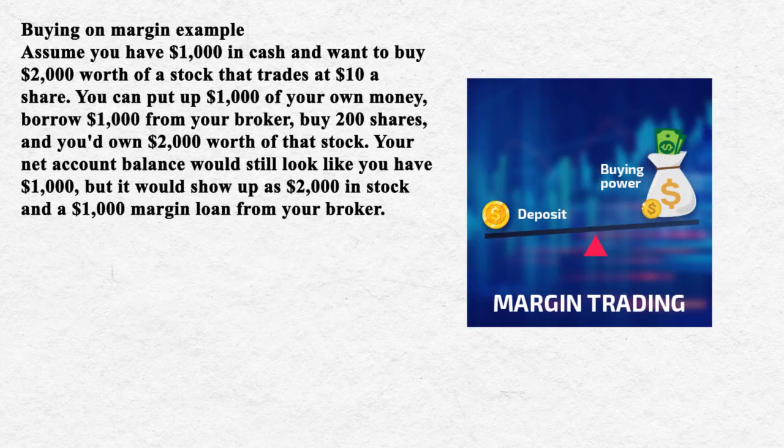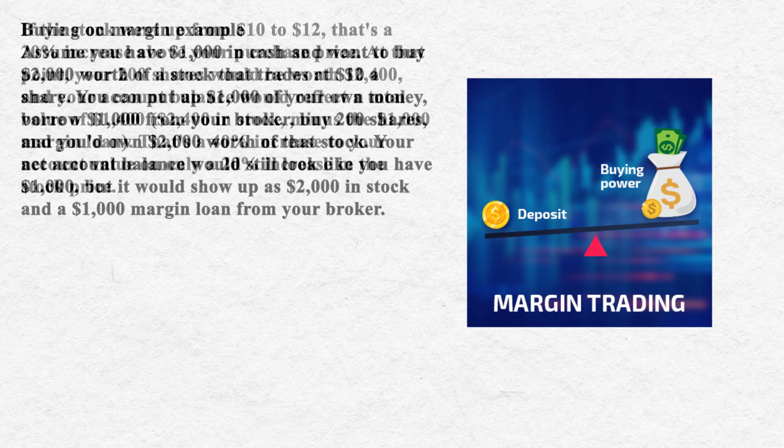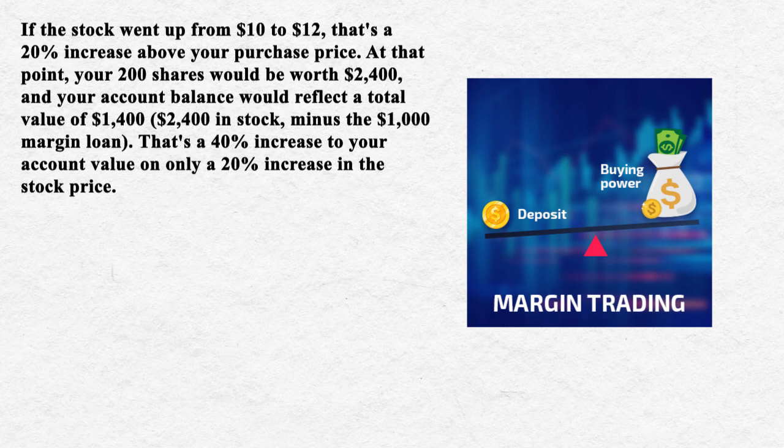Let's give you some buying on margin examples. Assume you have $1,000 in cash and want to buy $2,000 worth of a stock that trades at $10 a share. You can put up your $1,000 of your own money, borrow $1,000 from your broker, buy 200 shares, and you'd own $2,000 worth of that stock. Your net account balance will still look like you have $1,000, but it will show $2,000 in stock and a $1,000 margin loan from your broker. Say the stock went up from $10 to $12. That's a 20% increase above your purchase price.